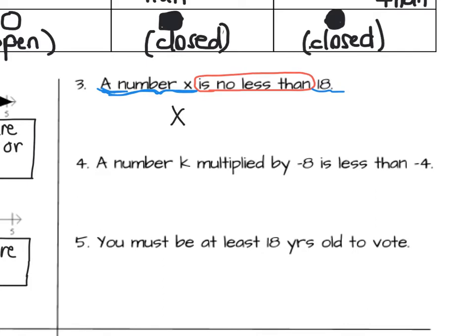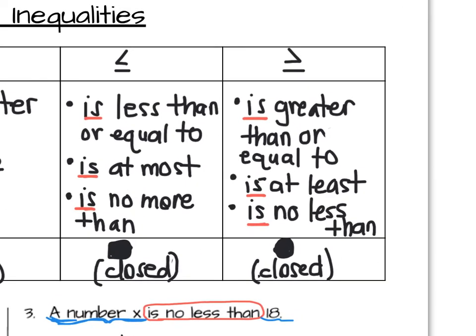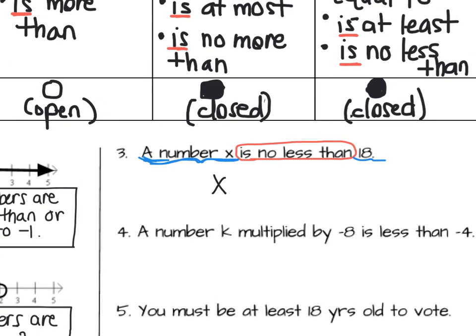Is no less than, we can look at that chart, "is no less than" is right here. You should have written it down right there. So that's the greater than or equal to sign. And then 18 is on the other side. So we write x is greater than or equal to 18. And that's our inequality.